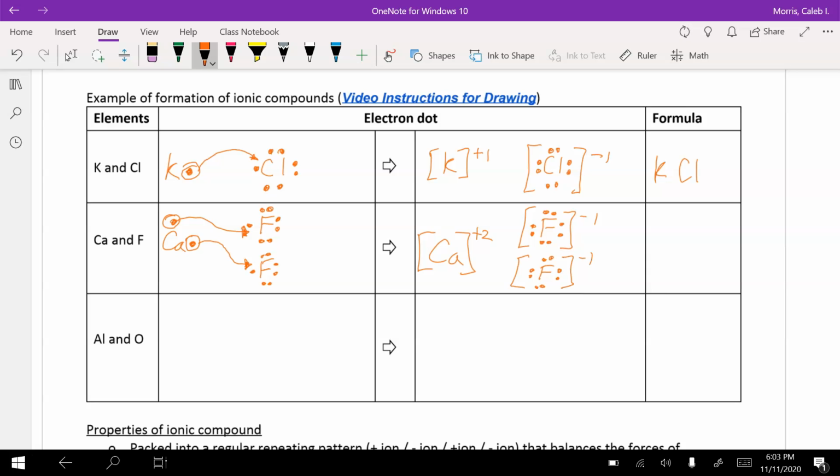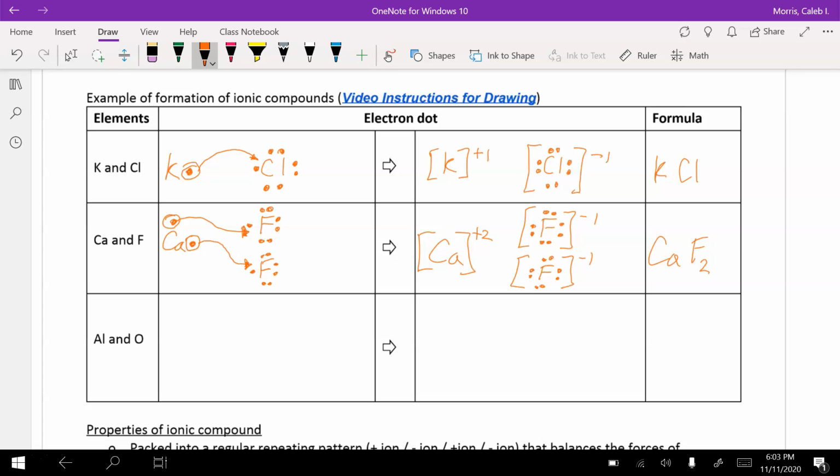All right, and because we have 1 calcium ion and 2 fluoride ions, we're going to put Ca and then F, and the little subscript at the bottom tells me how many fluorines I have. I have 2 of them. You see that there are 2 fluorides, so I've got to put a subscript of 2.